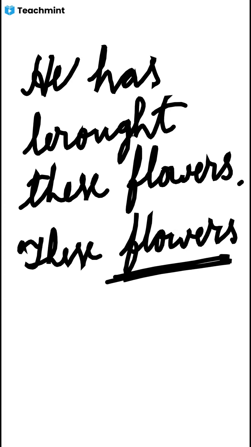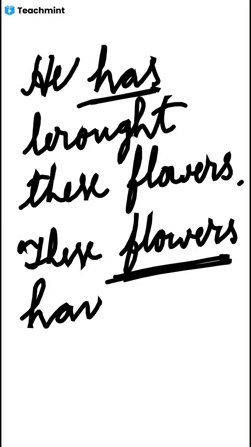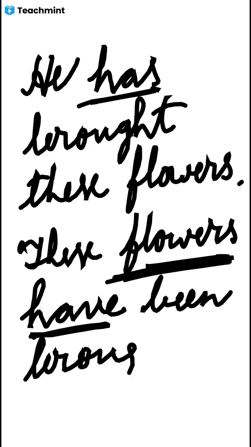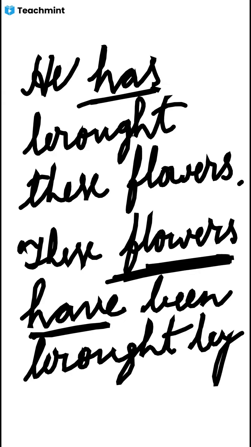Flowers is plural form. Subject is plural. These flowers, plural. So "has" will become "have" because this is plural. Subject is plural, so the verb also will be plural. Remember this: plural subject, plural verb. These flowers have been brought by him. So this is the answer.